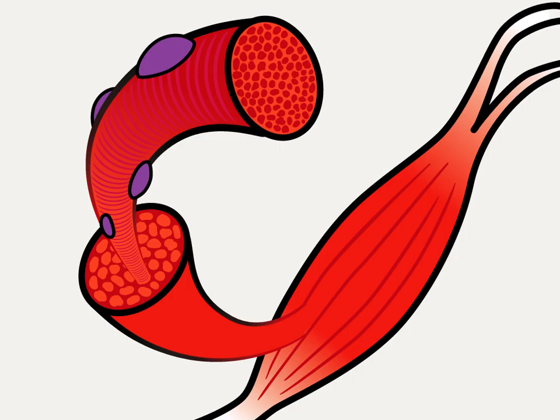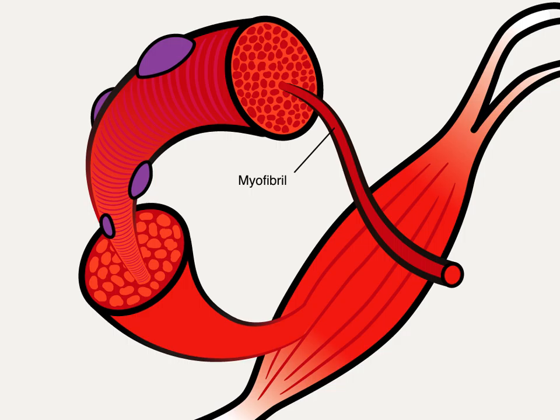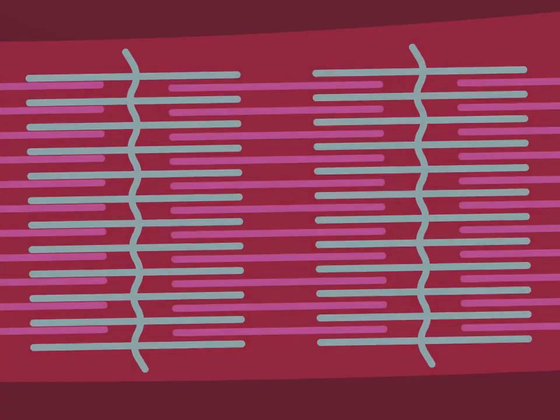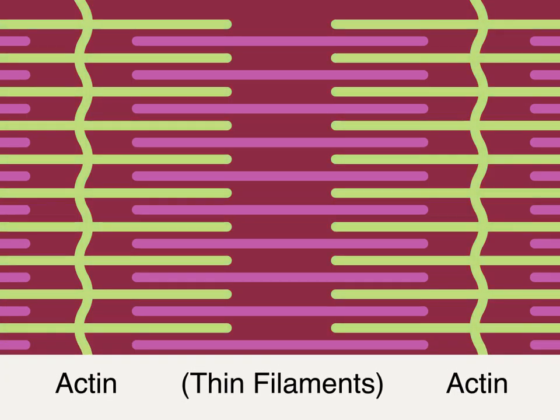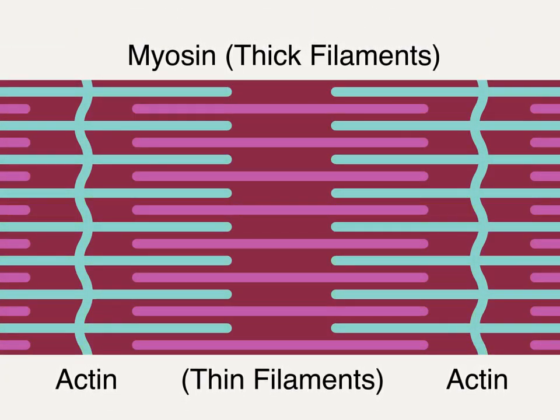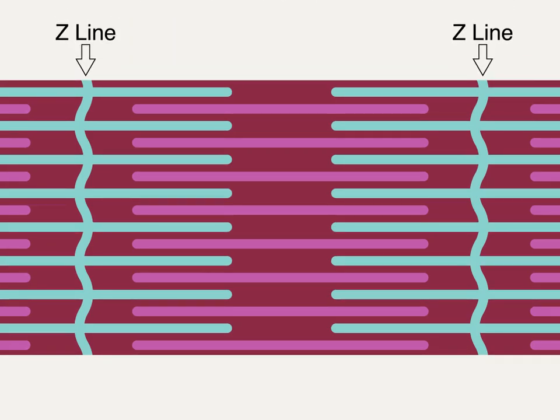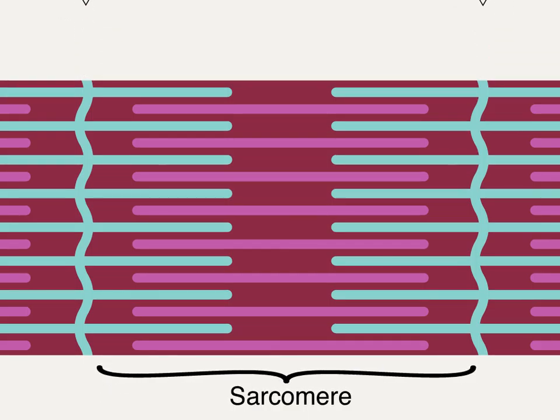Each muscle fiber contains hundreds of myofibrils. If we look closely at myofibrils, we can see a repetitive banding pattern which gives striated muscle its name. These bands are formed by overlapping strands of the proteins actin and myosin, also known as thin filaments and thick filaments. The Z-line marks the ends of single contractile units called sarcomeres.